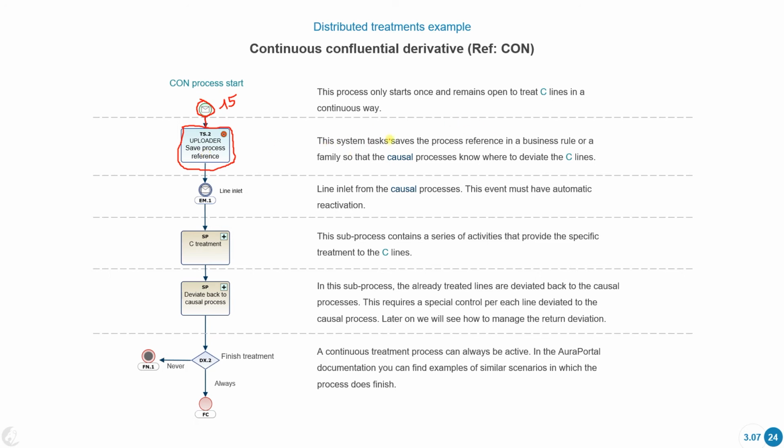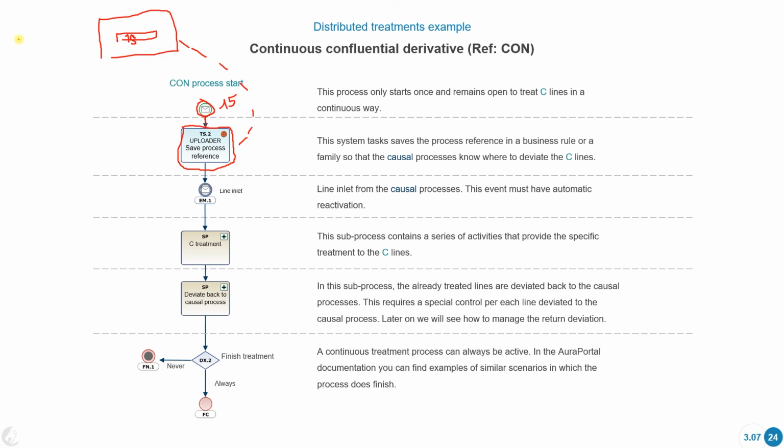So it says the system task saves the process reference in a business rule or in a family so that the causal process knows where to deviate the C lines. This is actually going to store the information. Let's say we're going to store it here in a certain record, and here we're going to have number 15. Sorry for my drawing, but with the mouse it's a little bit difficult. So we store the reference here.